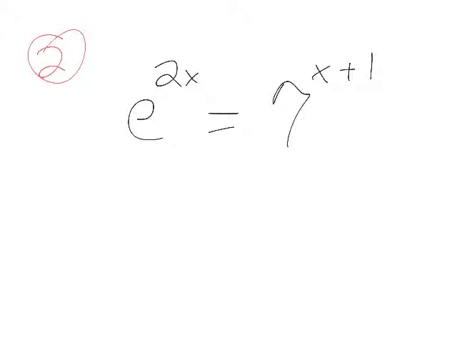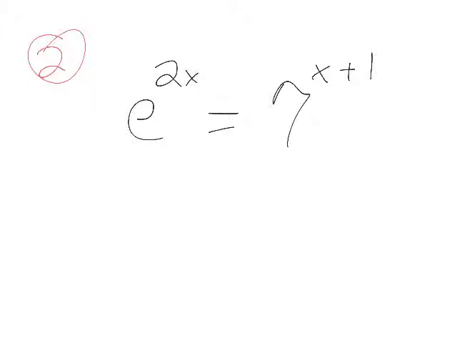Trying to decide what I want to do with this one. Let's say that we've got e to the 2x is equal to 7 to the x plus 1. We'll make this a little bit more complicated than some of the others, okay? So let's just see what we get.